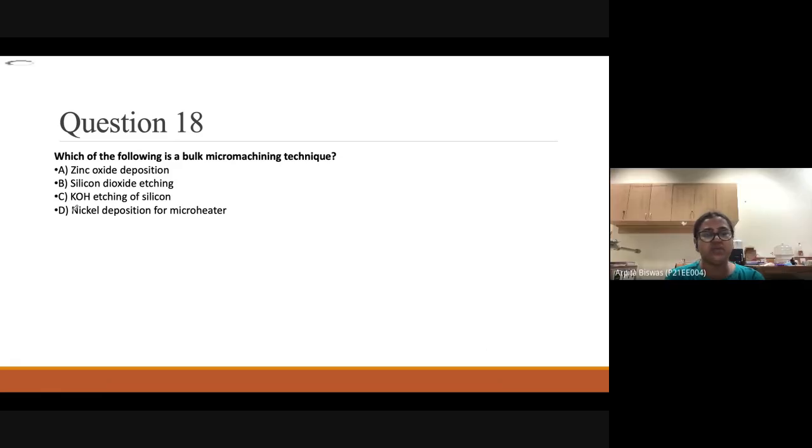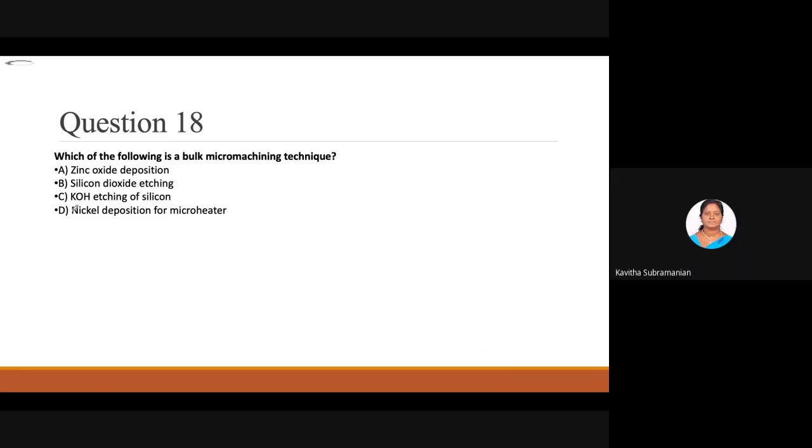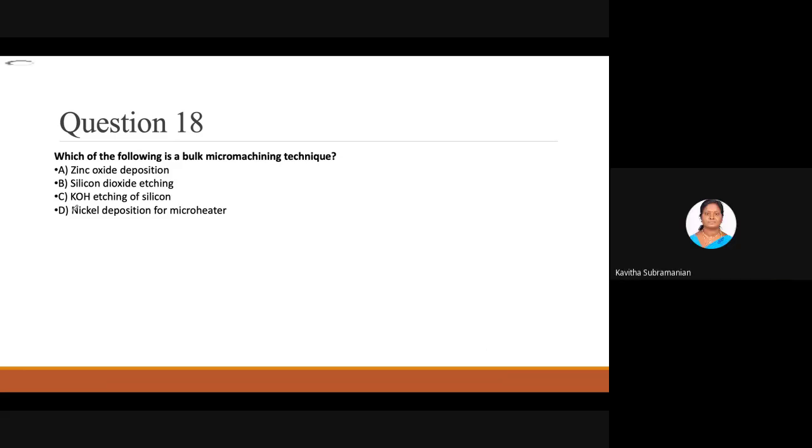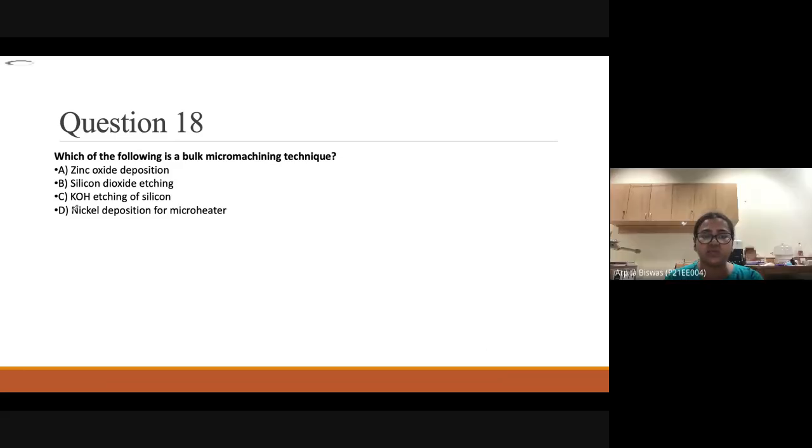Okay. Can you tell me about the first, second, and fourth options? If we deposit zinc oxide, which portion is it part of, bulk micromachining or surface micromachining? It is not bulk, ma'am. In the VOC sensor we are etching that hollow part; zinc oxide is some layer that is deposited on some surface, right? So in that case, you can call it surface micromachining. Yes, ma'am.